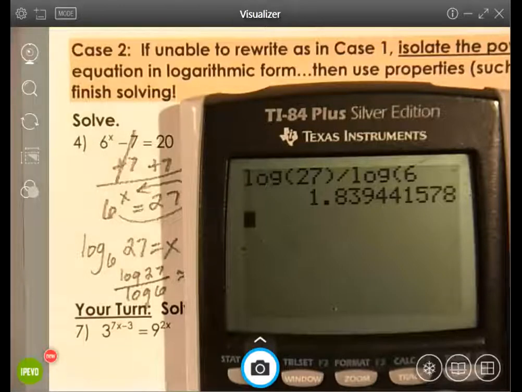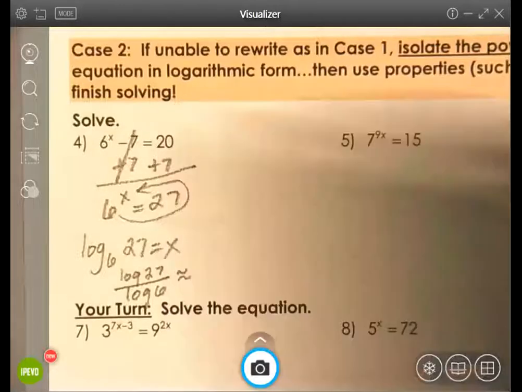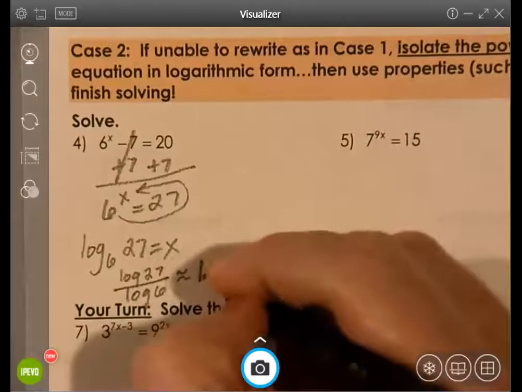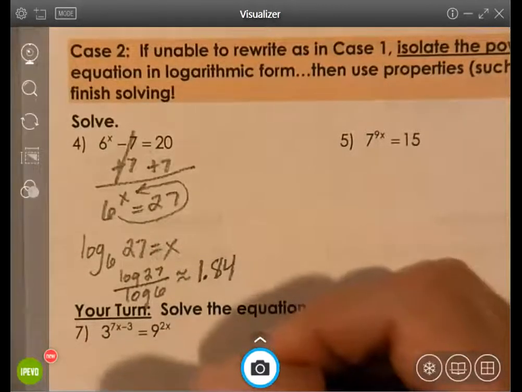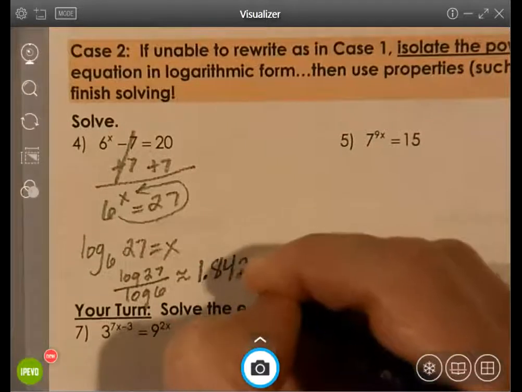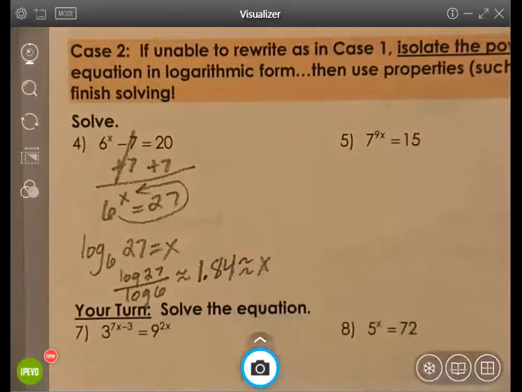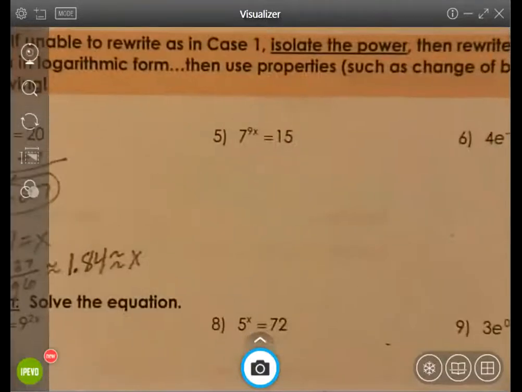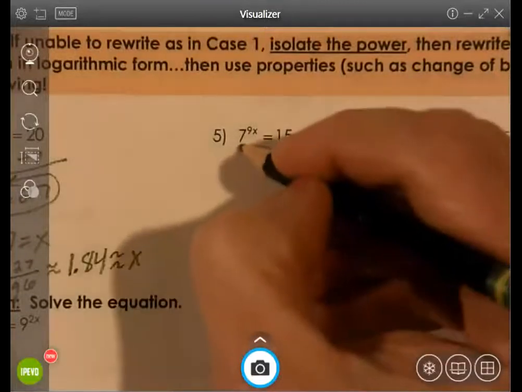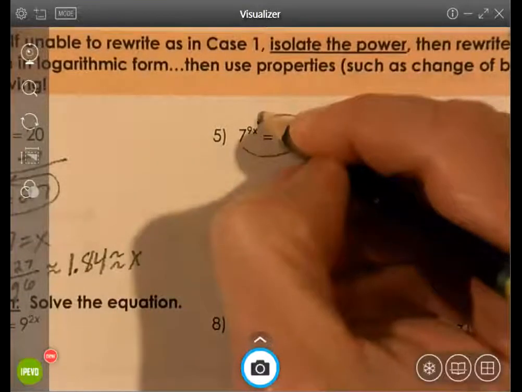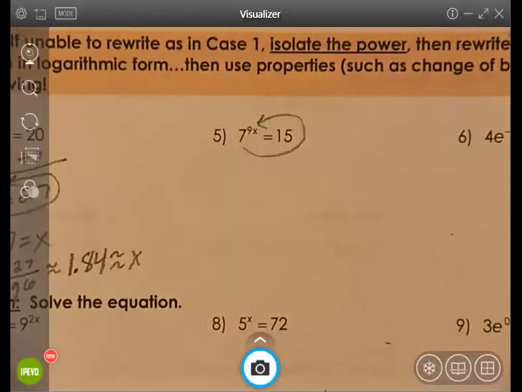That's going to give us approximately 1.84. That's approximately what x is. And we did that by using a logarithm to solve for the exponent. So here we're going to do the same thing. We're going to solve for the exponent.